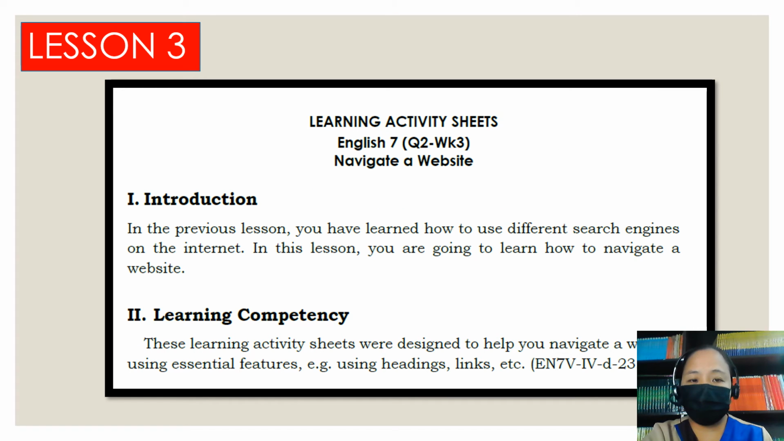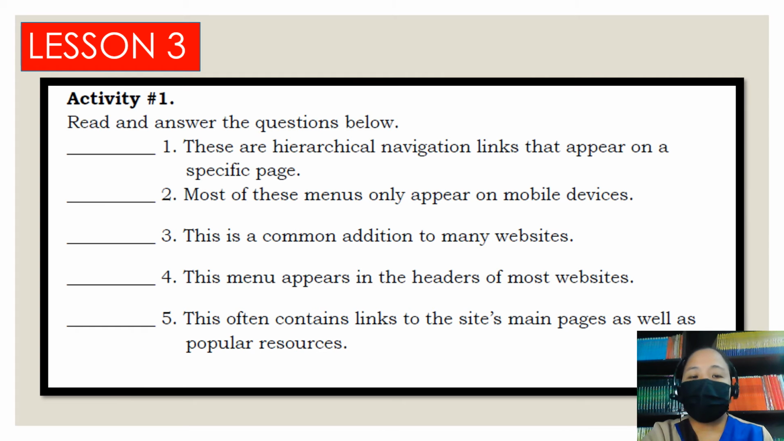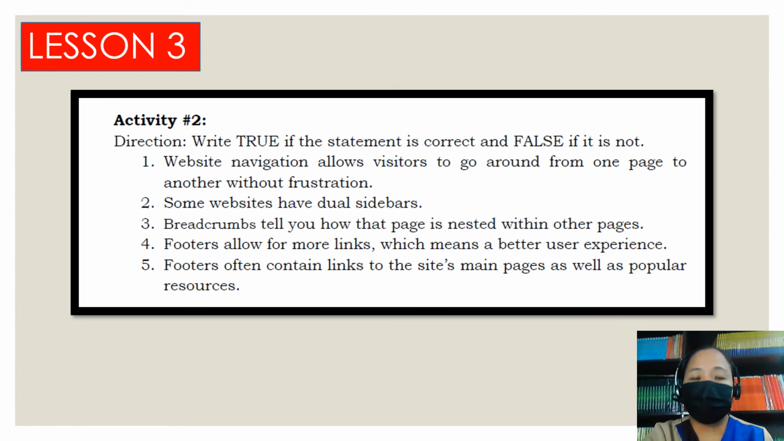Now, let's have lesson 3. Lesson 3 is navigating a website. So, it's about how you will use the website or how to know the different features of a website. On activity 1, you just have to identify based on the discussion for pages 1 to 3. So, read pages 1 to 3 so you could answer activity 1. For activity 2, you just have to write true or false. Please write the answer before the number.